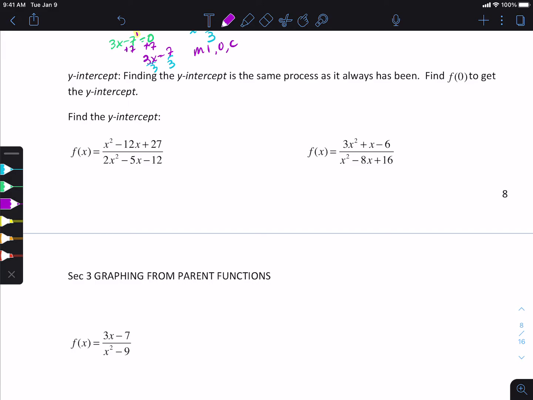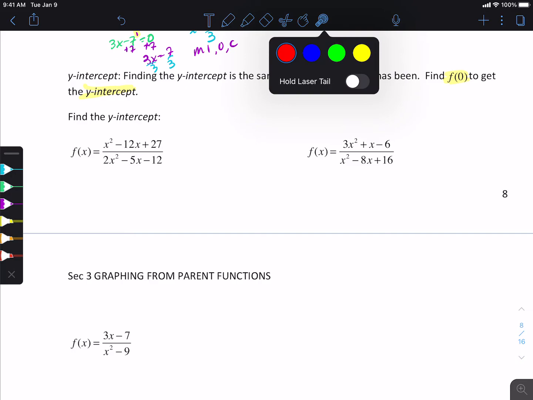We want to be able to find the y-intercept. We find the y-intercept the same way that we have always done. When you're finding the y-intercept, you want the x value to be 0, right? So what you're finding is really f of 0 to get your y-intercept. Okay? Notice these are the same problems that we looked at for the x-intercepts. We're just finding the y-intercepts.